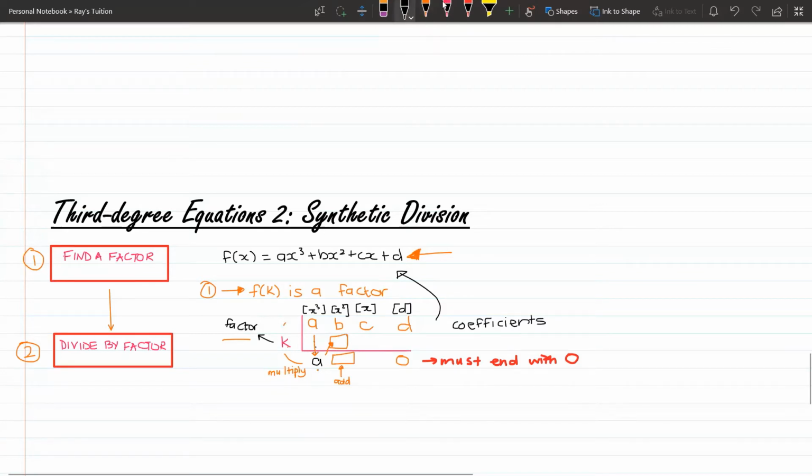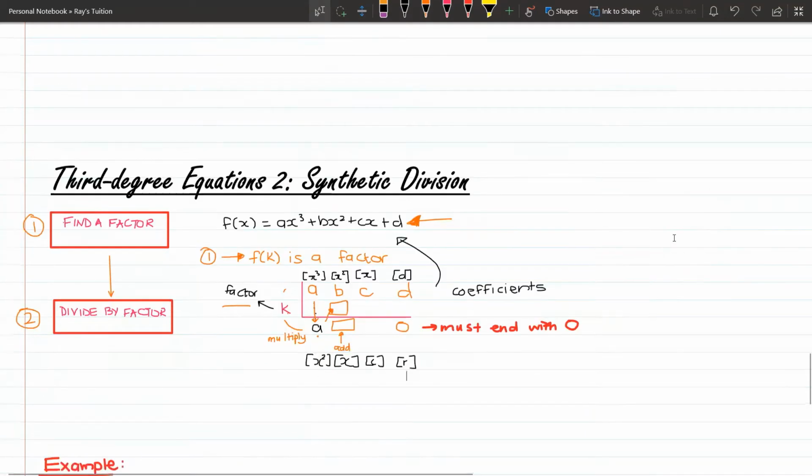What this will leave us with is the first one would be the coefficient of x squared, the second one will be the coefficient of x, the third one will be our constant term, and then we should have a remainder of 0. So the last column is for the remainder. If we are dividing by a perfect factor, then we should get no remainder. Now, this might seem a bit strange, so let us have a look at an example.